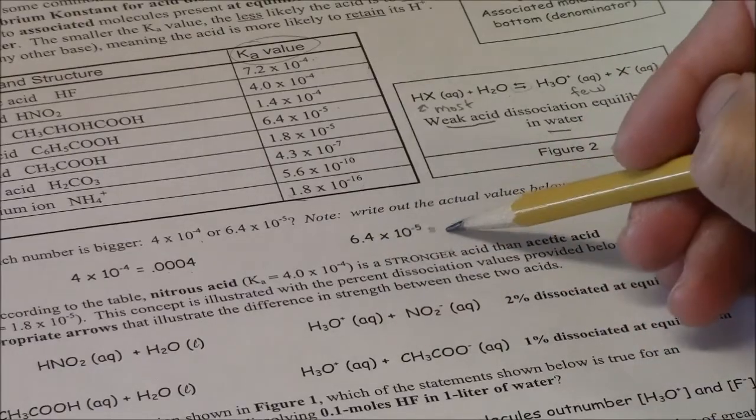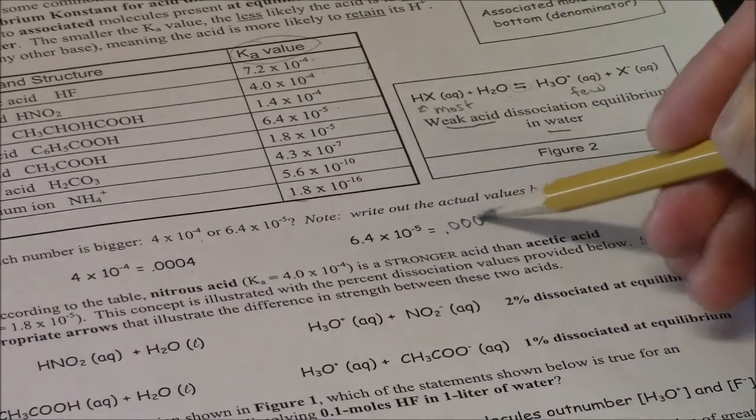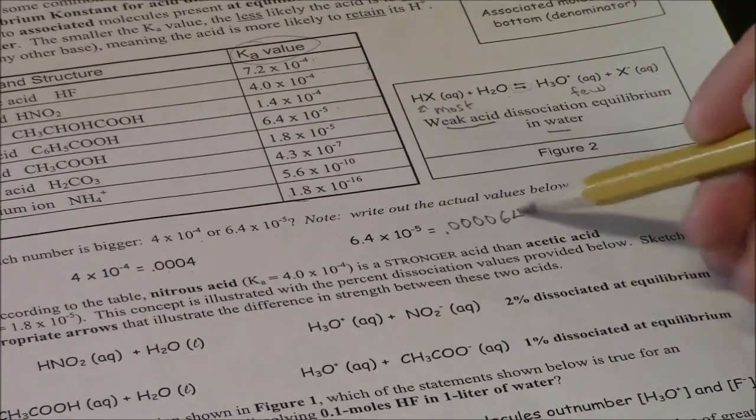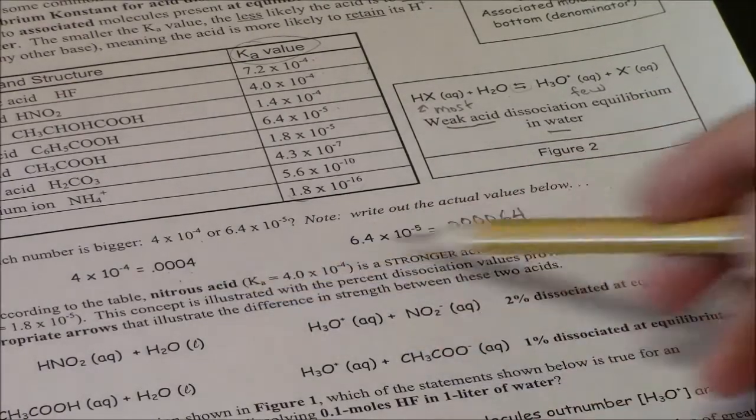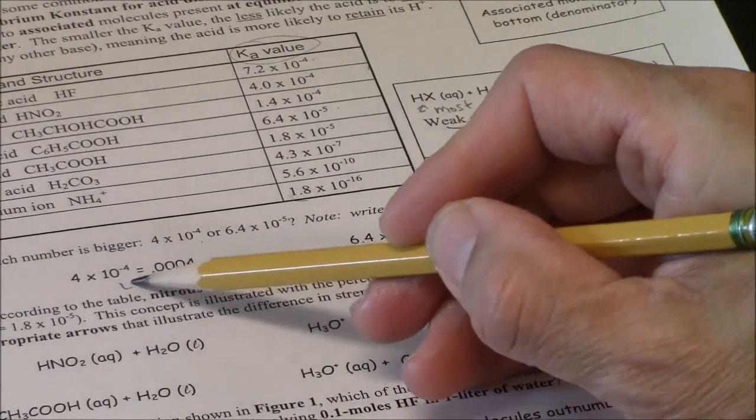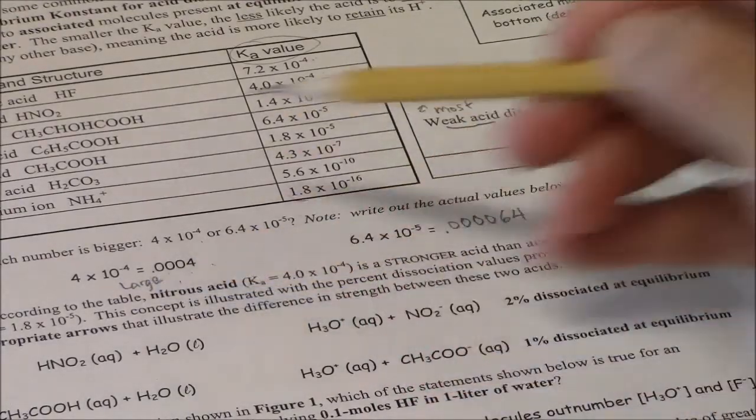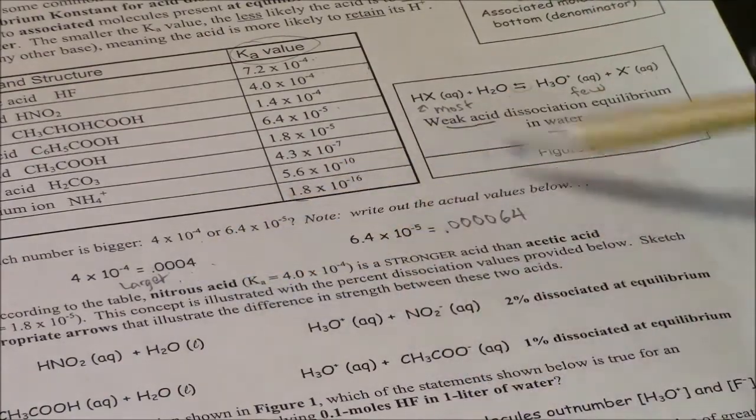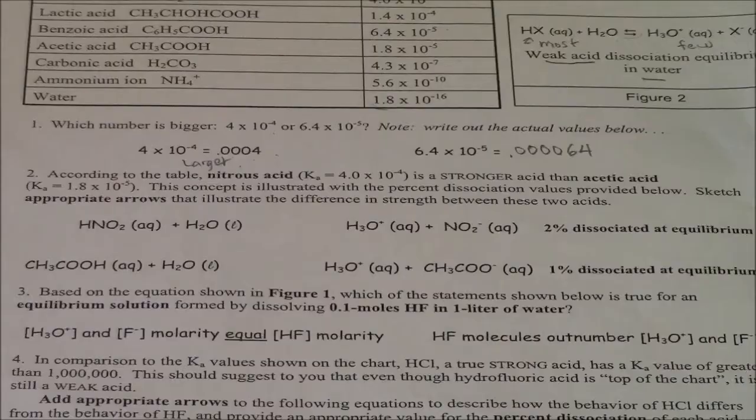About 6.4 times 10 to the minus 5 is 4 zeros and then a 6, 4. And I'm hoping when you look at these two values, you can see that this is the larger one. 10 to the minus 4 is bigger than 10 to the minus 5.